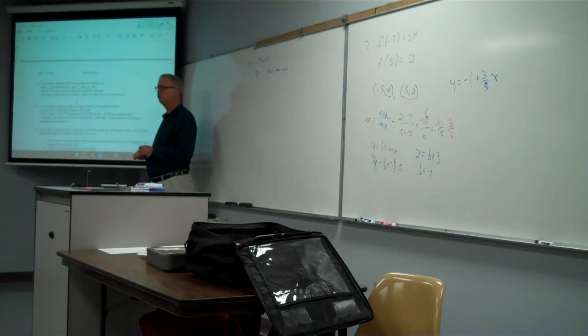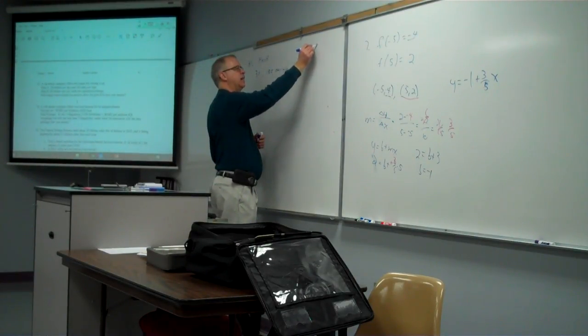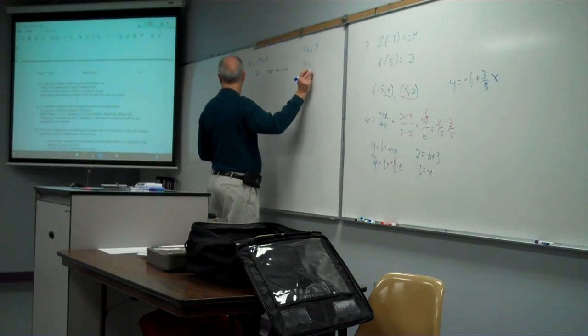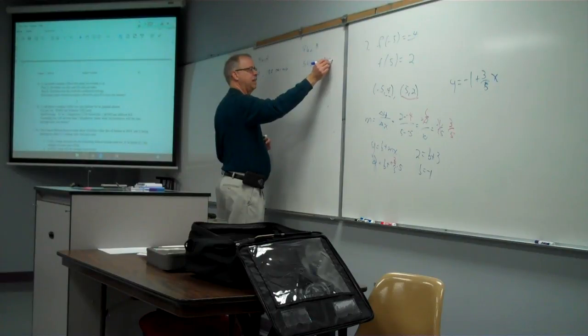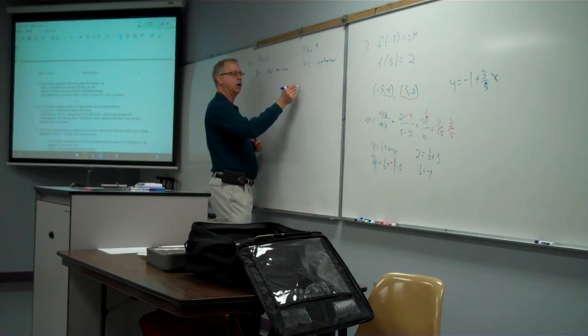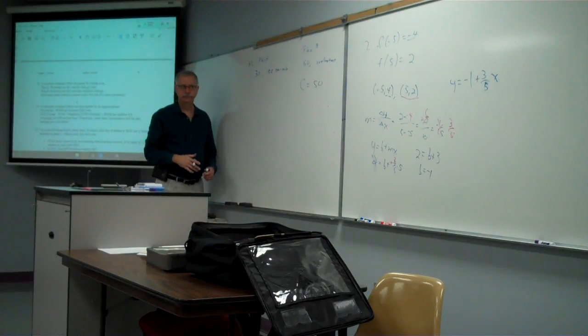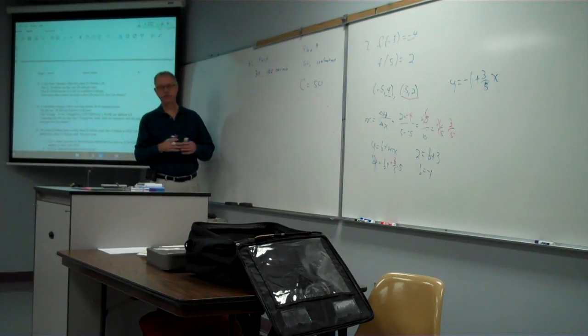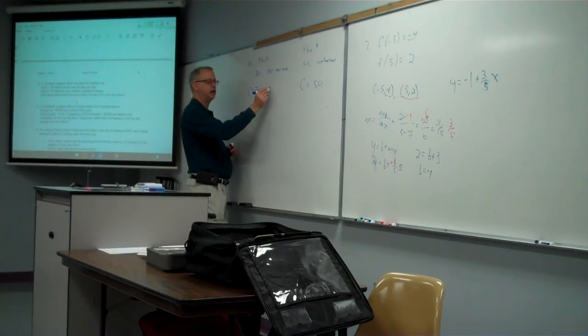Because Plan B costs more up front. So Plan B, $50 a day, but unlimited mileage. So this equation is fairly straightforward. The cost is $50. Doesn't matter how many miles you drive. There's no charge for additional miles, whereas this one, the cost is $30 plus 18 cents per mile. So we'll call X the miles driven.